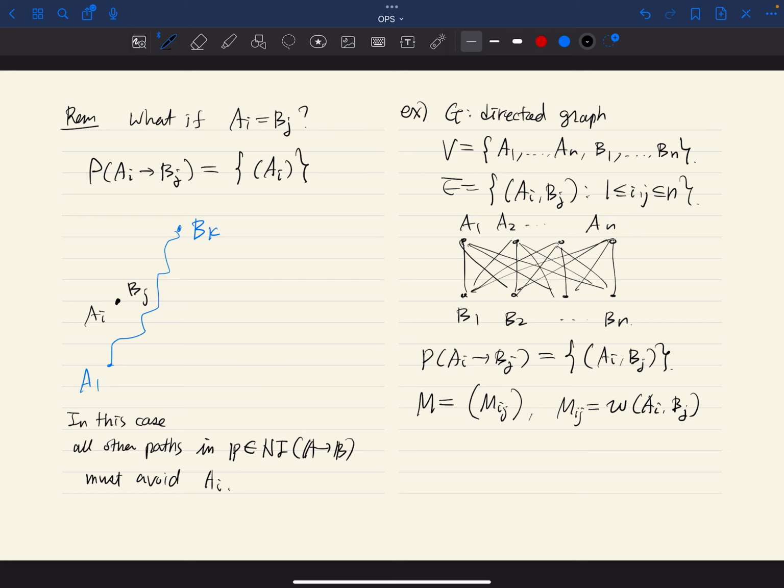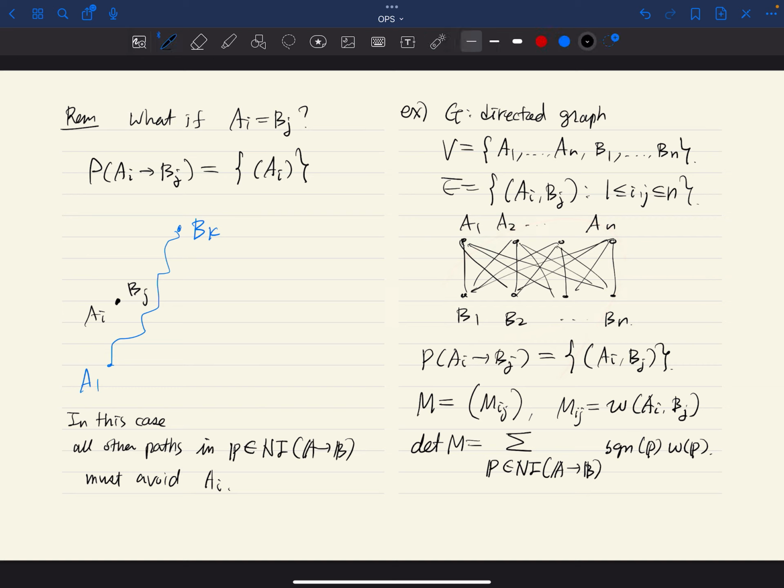And what does this mean? What does the LGV lemma tell us? The sum over all non-intersecting paths P from A's to B's, sign of P, weight of P. But what are the non-intersecting paths here from A's to B's?